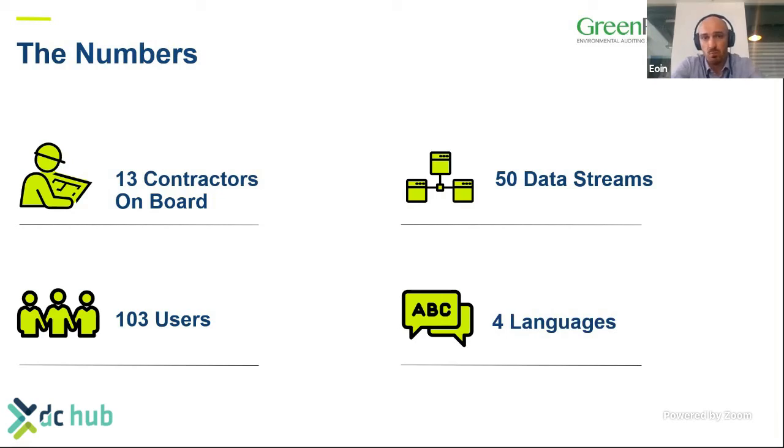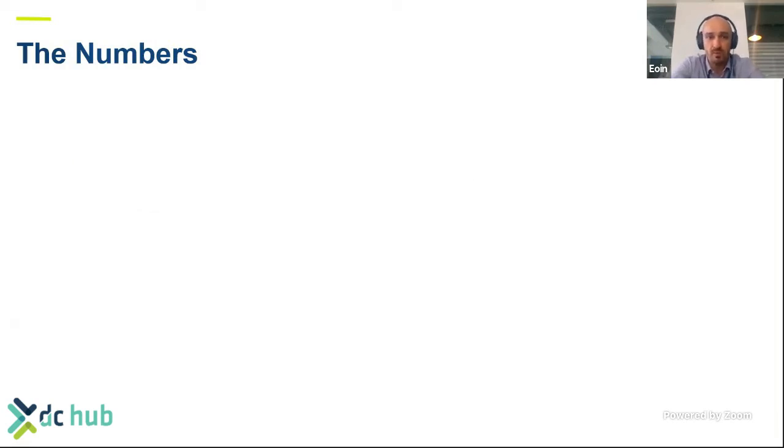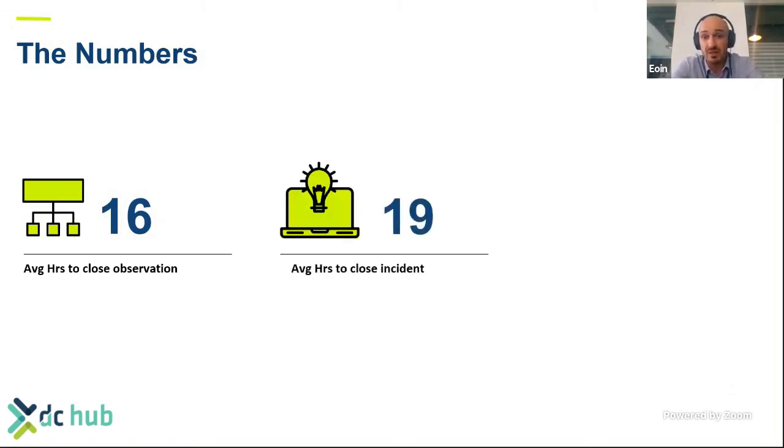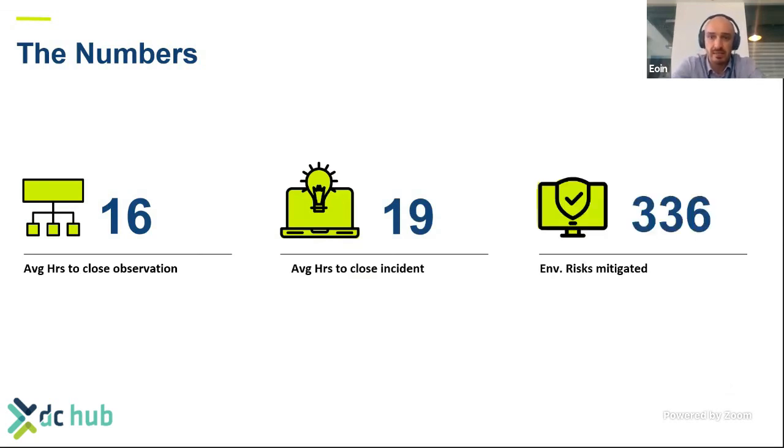So what has that told us? We're gathering all this data, but quite quickly we can tell from looking at the data and printing the reports, it's taken us an average of 16 hours to close observations. So the client can see that as well, and they can obviously push us to reduce that time. They can dive into why it's taken that long, or be happy with why it's taking that quickly. And we can see that it's taken us 19 hours to close an incident. And there are, I think, 336 environmental risks mitigated. I say I think because the Zoom window is blocking my view, but I think it's 336 environmental risks have been mitigated on site.